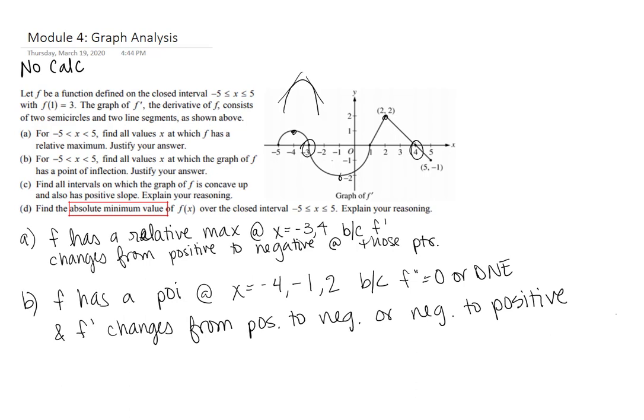Oh, and I messed up here. Make sure you're saying f double prime, not f prime. F double prime changes from positive to negative or negative to positive, because even if that were 0, if I kept on increasing, so for example, like that -4 piece right here, let's say it kind of flattened out, but then it kept on increasing, even though we have a flat slope, we're still increasing, so it's not actually going to change concavity at that point.